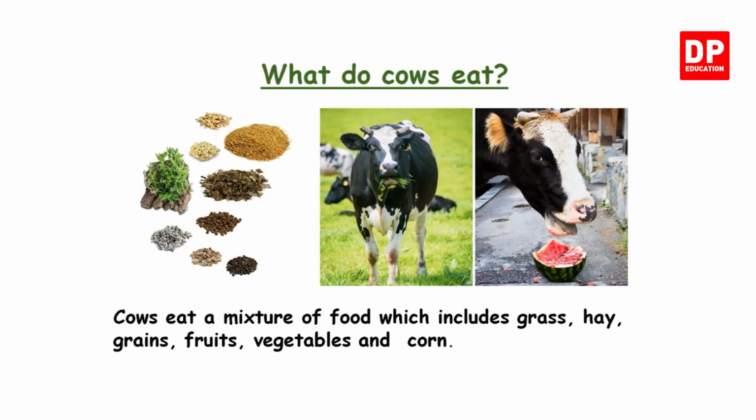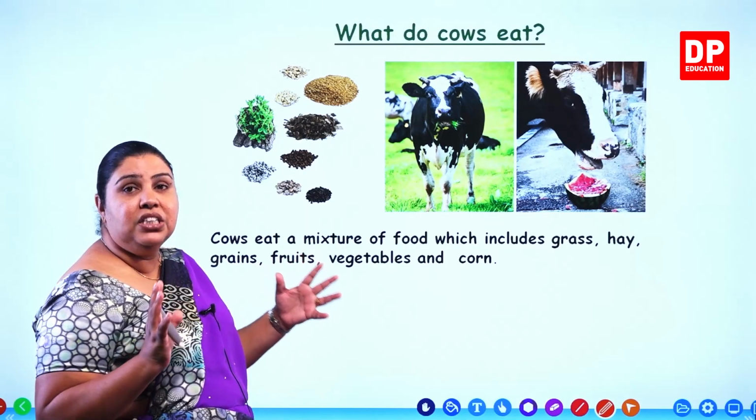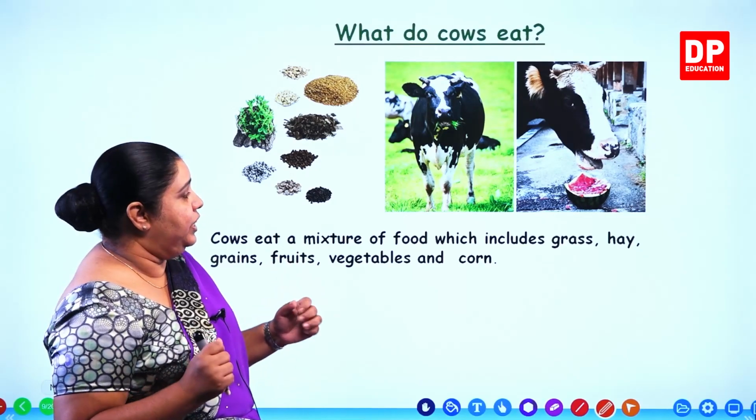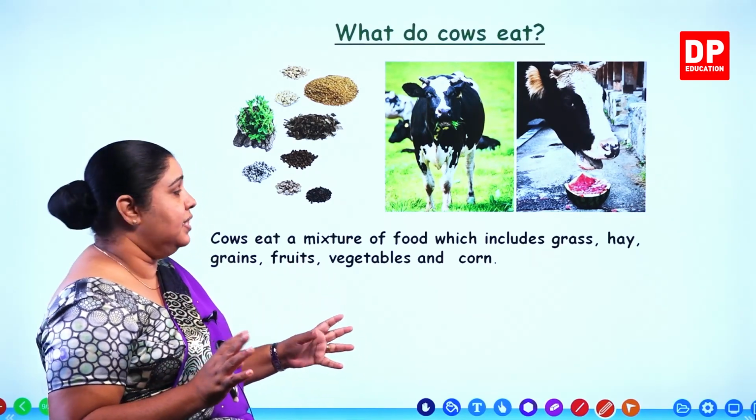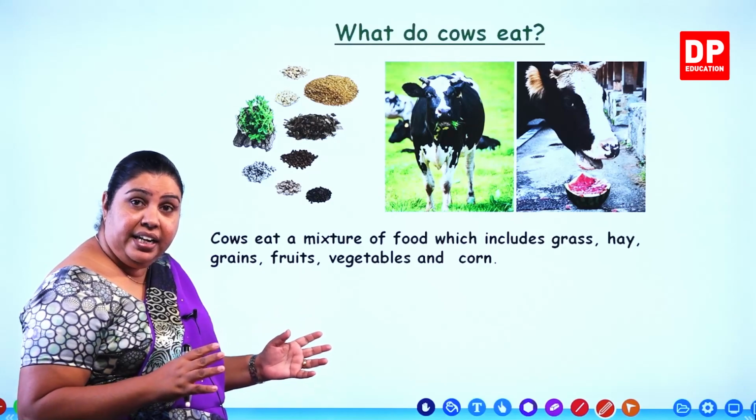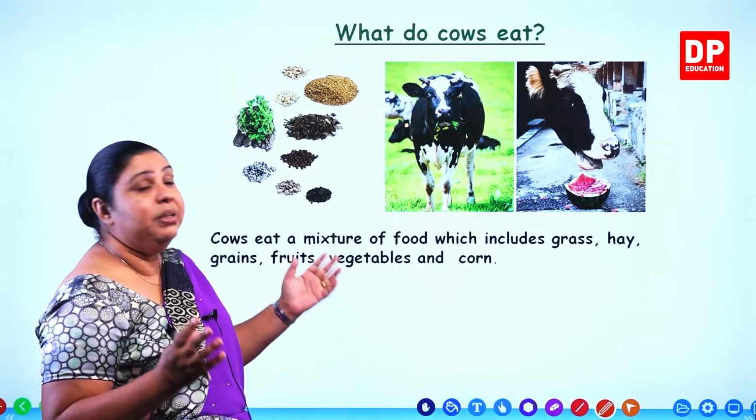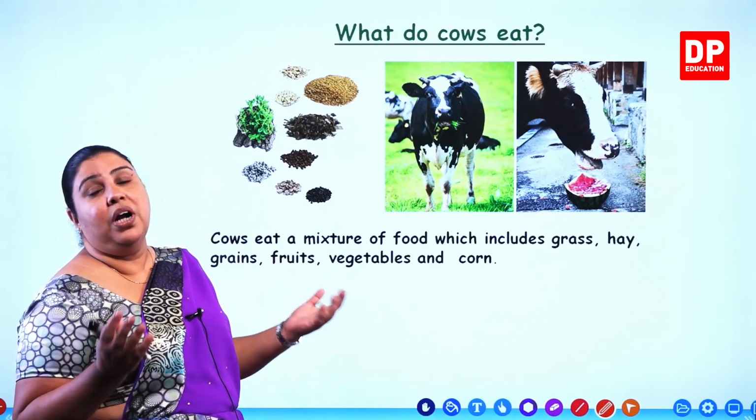Then we have a cow, right? We have the cow. What do cows eat? Cows eat a mixture of food which includes grass, hay, grains, fruits, vegetables and corn. Now what do cows eat?